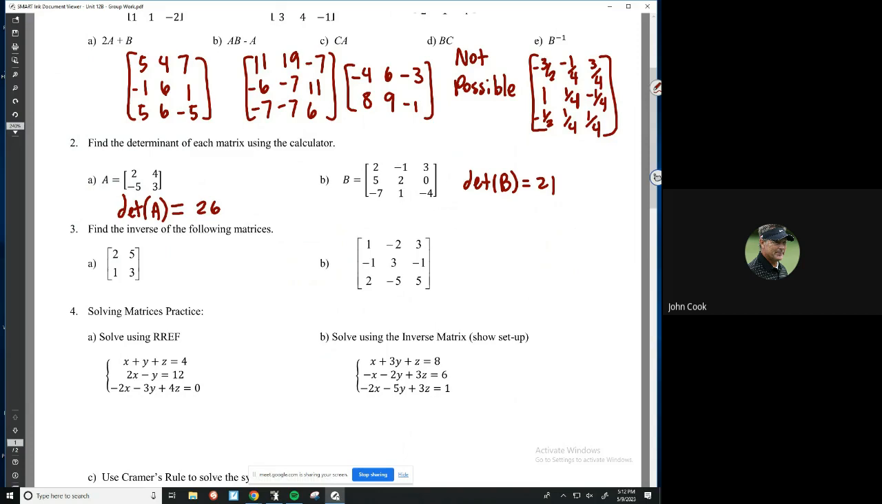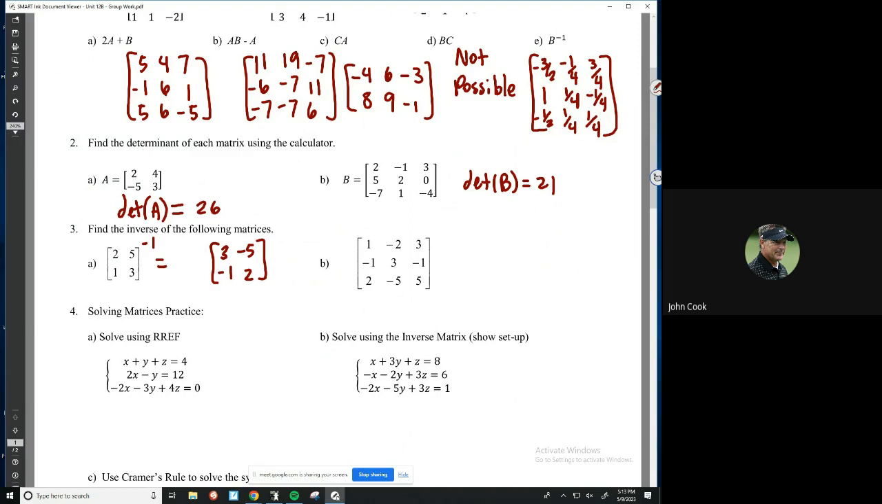Again, you could probably do your little rules for this a little bit faster. I don't know. Let's see which one's faster. So if I do the determinant, that's 1 over 6 minus 5, so 1. And then I just switch the D and the A values and then negate the other ones. There you go. There's my inverse.